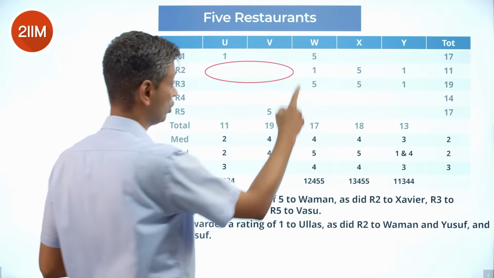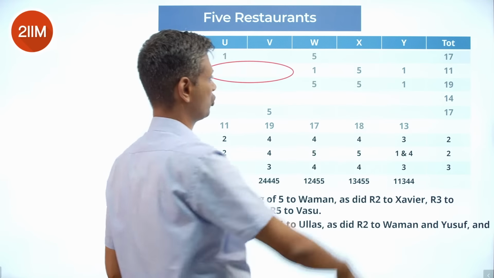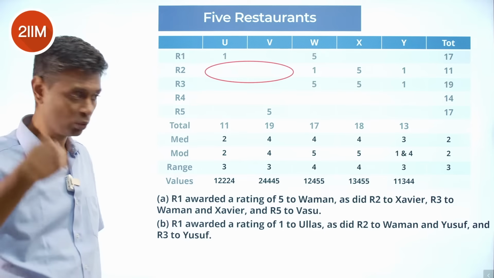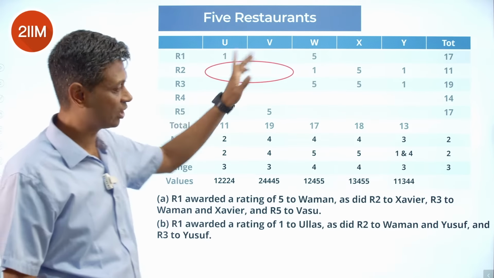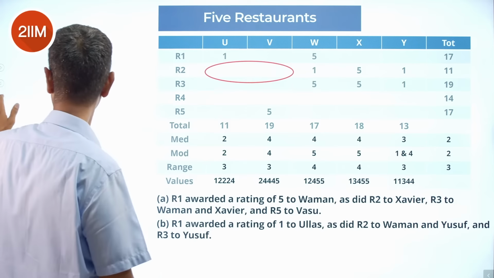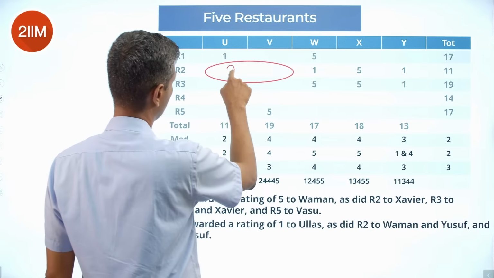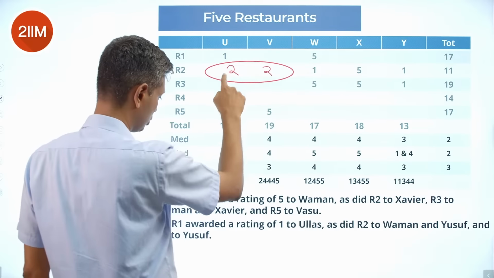Likewise, in this sequence, 1, 5, 1 adds up to 7. These two should add up to 4. I cannot put a 4 here. This has to be a 2. This has to be a 2. Nice. Lovely. So I put a 2 here. 2 here. This is 2.